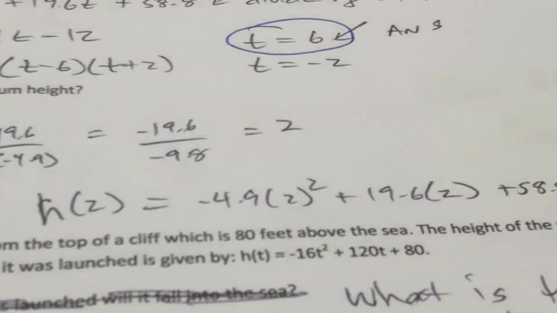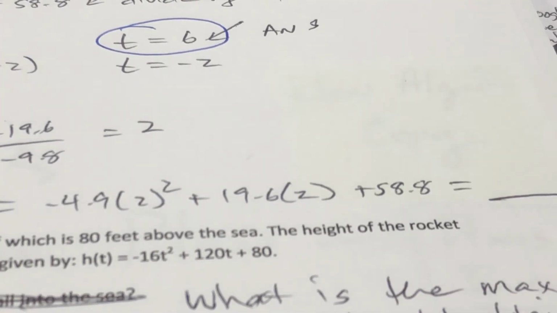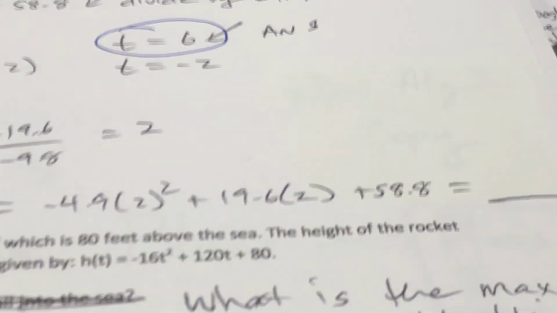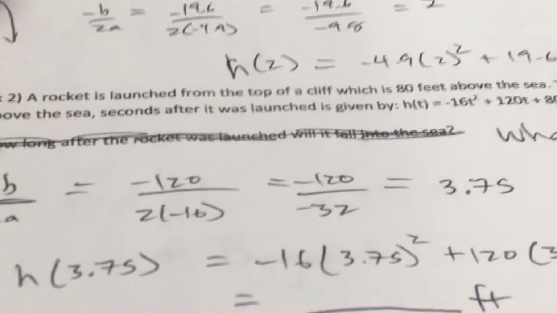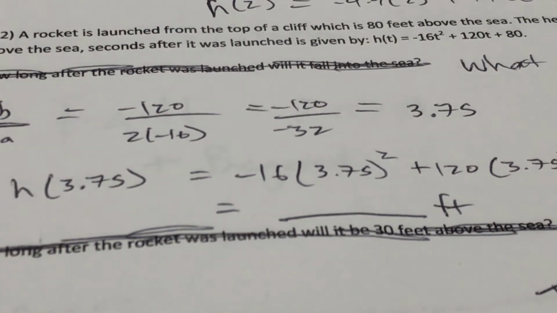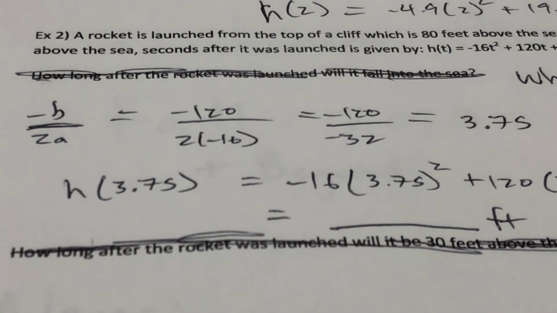You plug 2 in for t in the original equation. Just evaluate that. Guesses here. Is it 58.8? Anyway, it's not 58. I think it's 78.4. Anyway, you have calculators. Use a rocket is launched from the top of a cliff which is 80 feet above the sea.